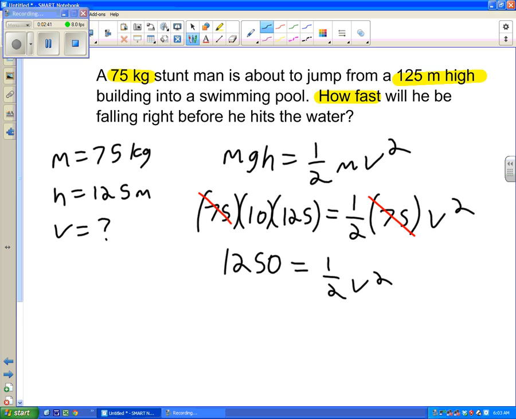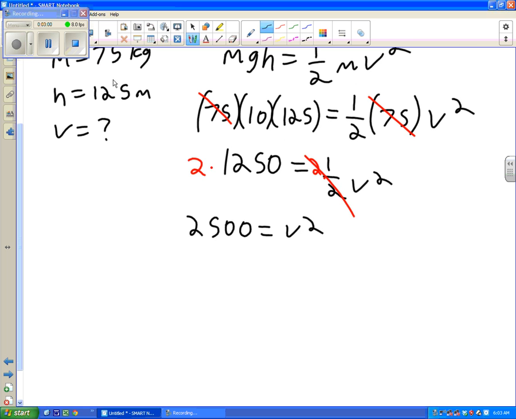And I want to get v by itself. I don't like this half in front of it. I want to get rid of the half. So I'm going to multiply both sides by 2. It will kill that. And we end up getting 2,500 equals v squared. And I still want v by itself. So I take the square root of both sides. I will get v. And on this side, the square root of 2,500.